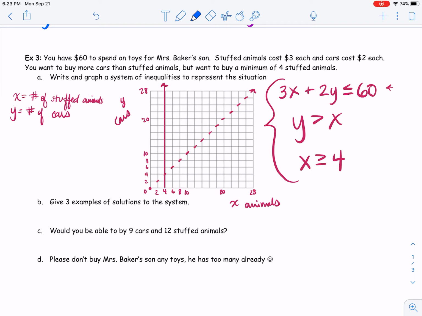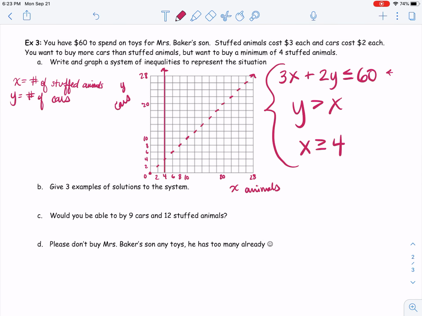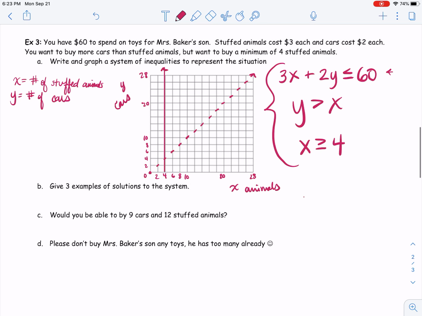Okay. And then lastly, I have this top inequality that I need to rewrite. So I'm going to subtract my 3x, so that'll give me 2y is less than or equal to negative 3x plus 60. And then I divide everything by a positive 2, so it doesn't change my sign. And that'll get me y is less than or equal to negative 3 halves x plus 30. I know that still doesn't fit on my graph, but I really don't need it up there.